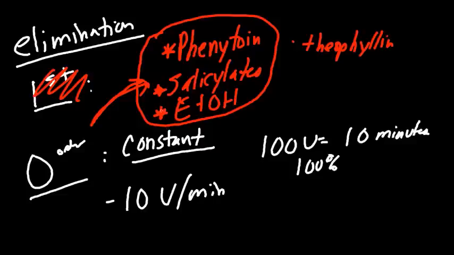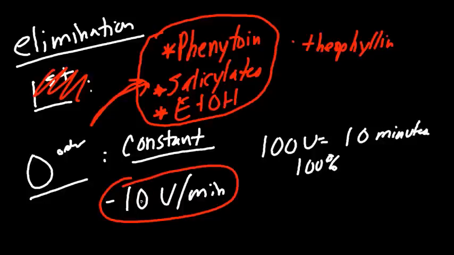So we're getting rid of these drugs at a constant rate. Doesn't matter how much drug is in the system. We could have 1,000,000 units. We could have 1,000,000,000 units. It doesn't matter. We're going to get rid of it at this constant rate. And it's not always going to be 10 units per minute. It could be any constant rate.